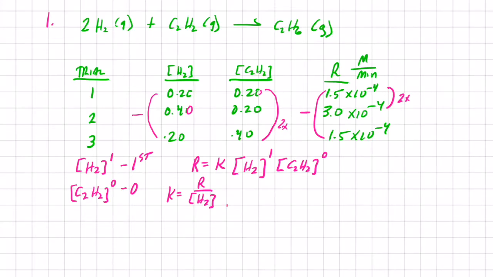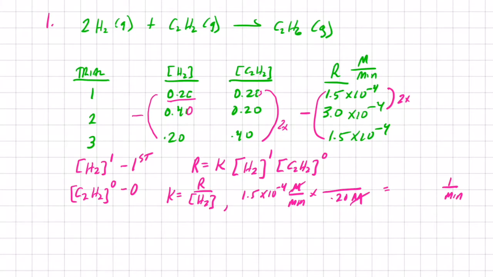We're going to use R from the first experiment, 1.5 times 10 to the negative 4th molarity units per minute. All right, and we'll divide it by the H2 concentration during the first experiment, 0.20 molarity units. So it looks like molarity units divide out, and our unit is 1 over minutes. So let's see what we end up with here. 1.5 second EE to the negative 4th divided by 0.2 gives me a rate constant of 7.5 times 10 to the negative 5th, 1 over minutes.